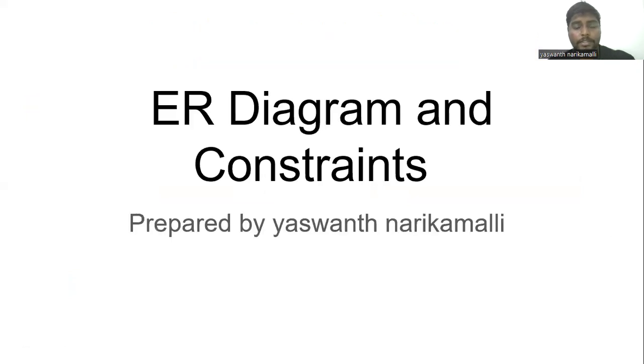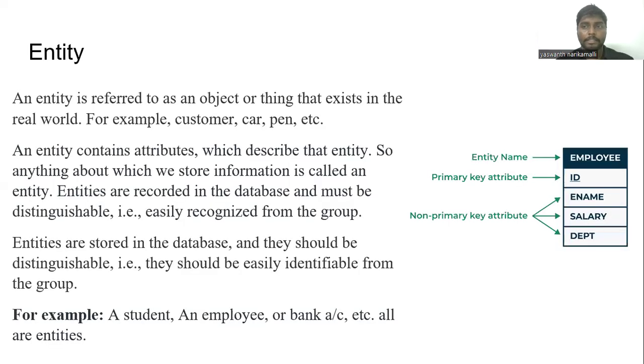Today our topic is ER diagram and constraints. In this ER diagram, we'll discuss entities, relationships, attributes, all these things. Okay, let's look into it. First thing, entity. What do you mean by entity?